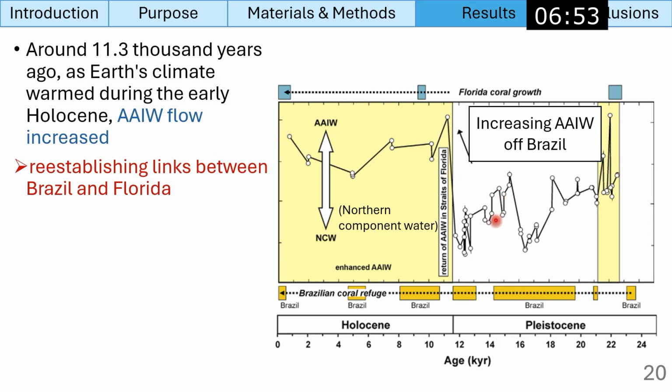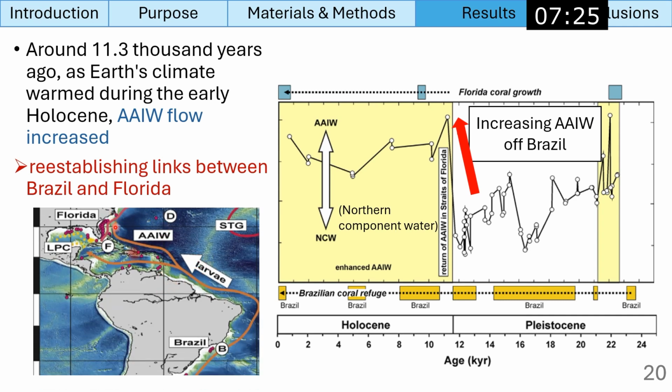And this is another figure. So this is time, age, same as the last one, but we focus on this: if the line goes up, it means stronger AAIW, and when it goes down, it means stronger Northern Component Water. Around this point, which is 11.3 thousand years ago, the climate started to warm, and the AAIW flow increased. So it actually tells us that it reestablished the links between Brazil and Florida when the flow was stronger.